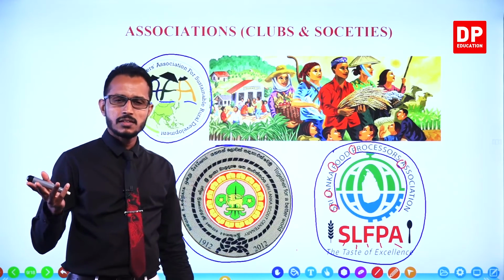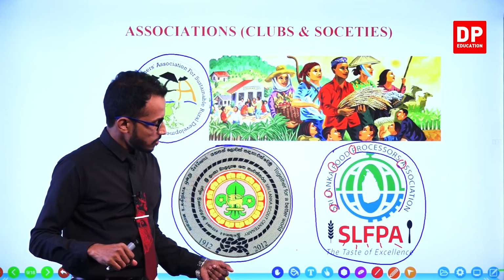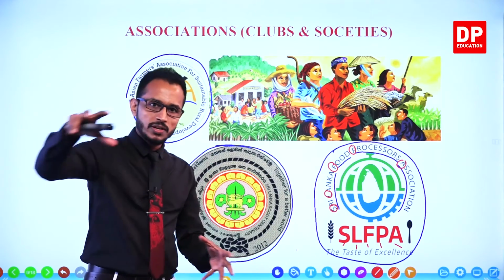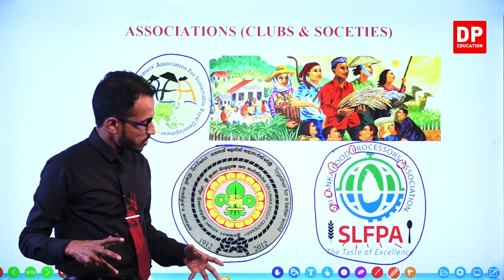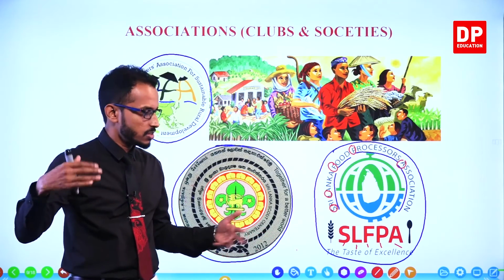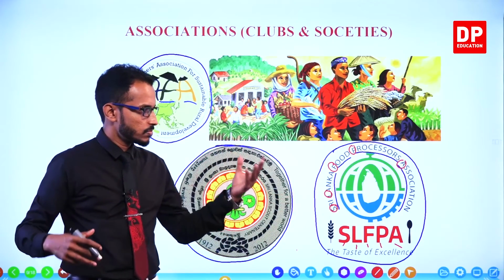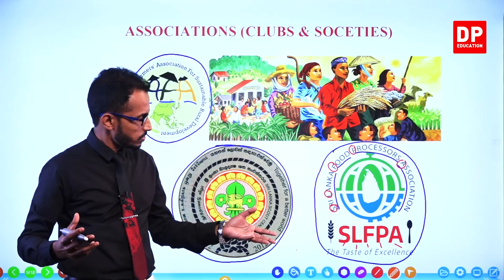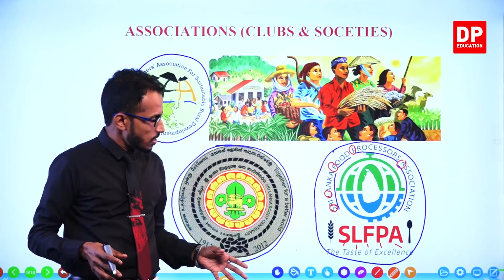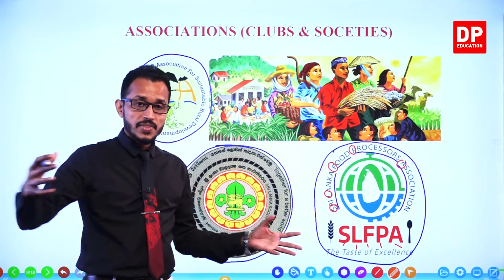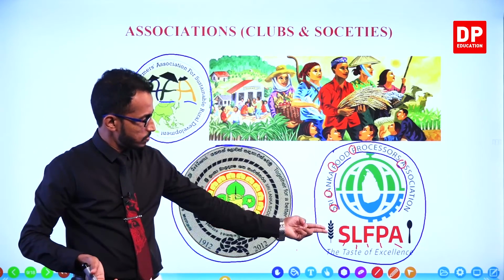Are these hotels? Maybe there can be hotels even. All the hotel owners and food processing companies, such as Rigam, Maliban, Manchi, right? These types of food processing organizations and companies get together and form a society for their well-being, something like that.